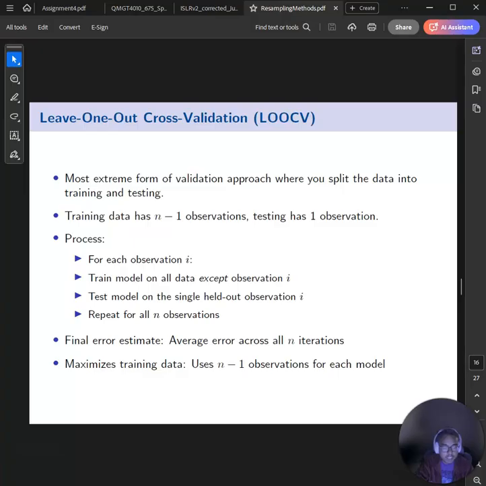The key advantage here is that we maximize the training data. Using n-1 observations for each model, we give our model nearly as much data to learn from as if we used the entire dataset. LOOCV is essentially running n different models to get our error estimates. It is thorough, but as we will see, it does come with some challenges of its own.